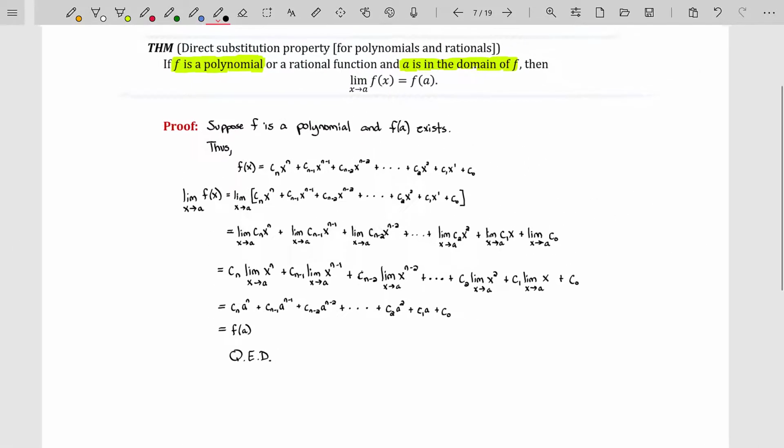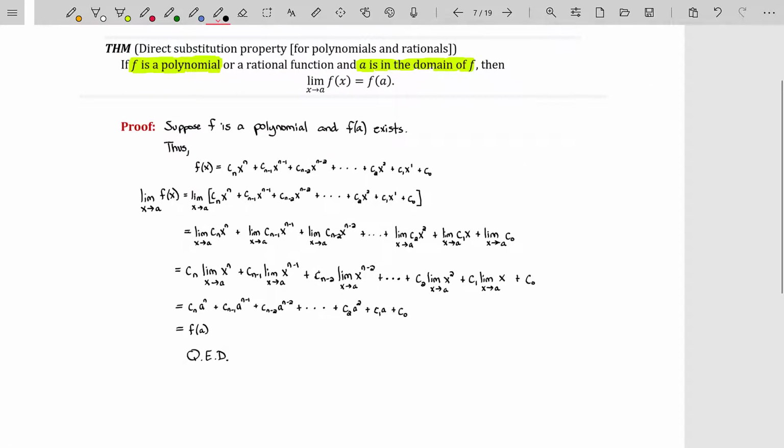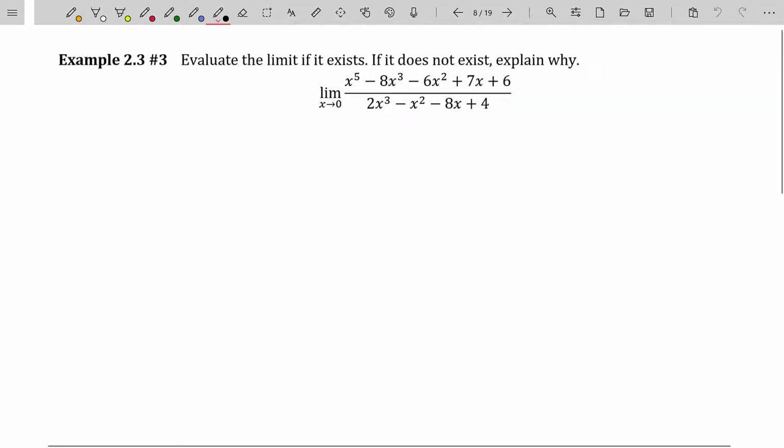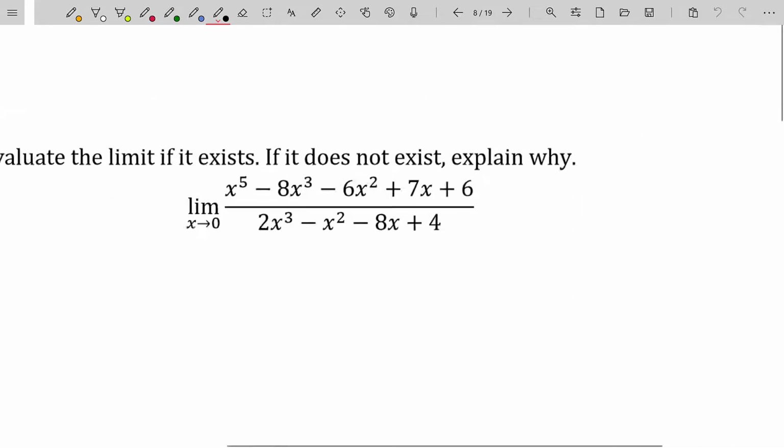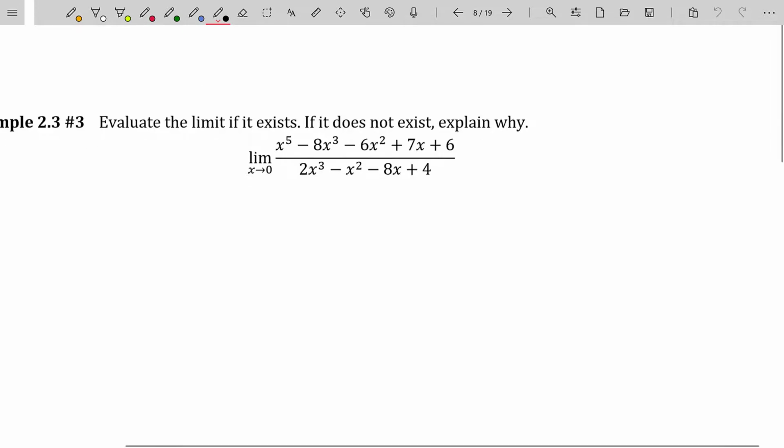And again, a similar proof holds for rational functions. Notice the level of detail that you use with proofs. You do not take an example, you keep everything as general as possible when you're doing proofs. So let's go ahead and see if we can use the direct substitution property here. So this is not a polynomial, I totally get it. However, the other half of that theorem would be a proof that it works for rational functions as well, as long as, again, a is in the domain of the rational function.